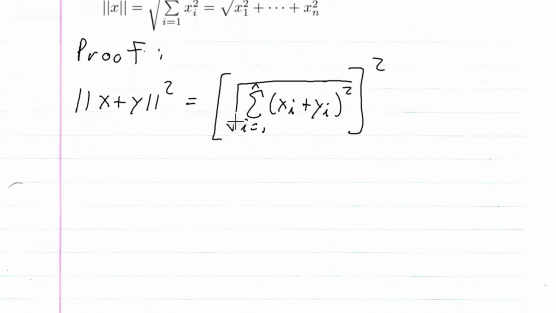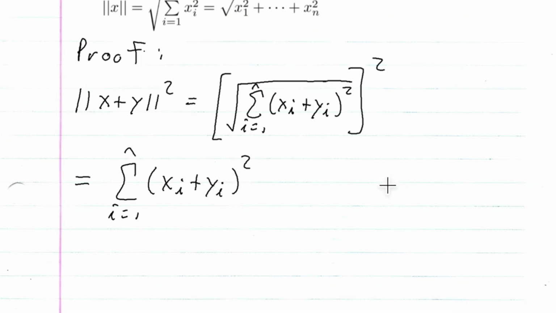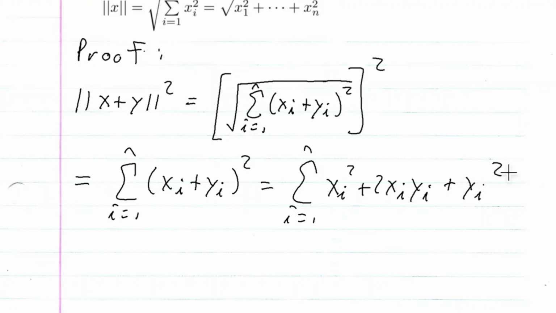Now, I know that this thing is the same thing as its absolute value, but since everything under the radical is positive, I know that this term here is the same thing as this here. And now, for each of these terms, I'm going to distribute it. So for here, this will be the sum from 1 to n of x sub i squared plus 2 x sub i y sub i plus y sub i squared.